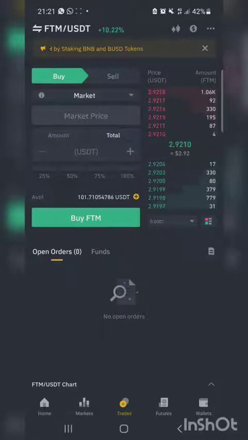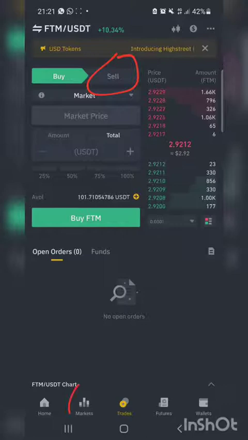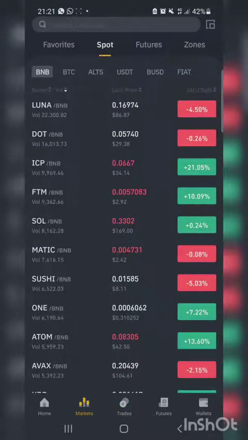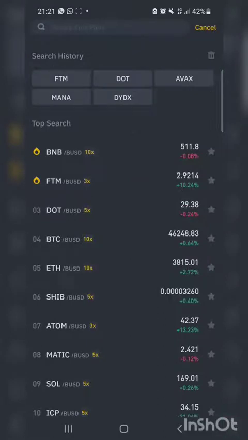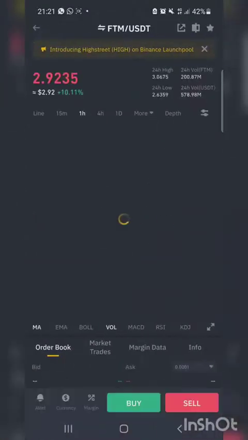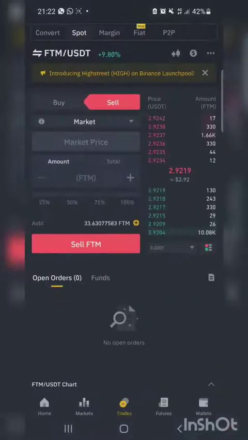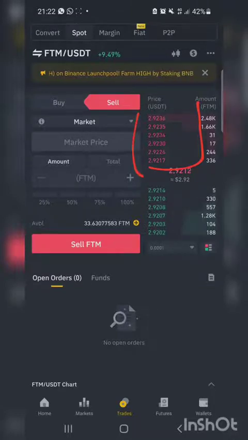Now if you want to sell, you either come back here to the same sell option, or you simply come back and follow the process from the start and go to markets over here. You go to markets over here and click on FTM. Click on FTM USDT, but right now you're going to be clicking on sell. So to sell, it's quite similar. Now you'll be focusing more on the red side over here.